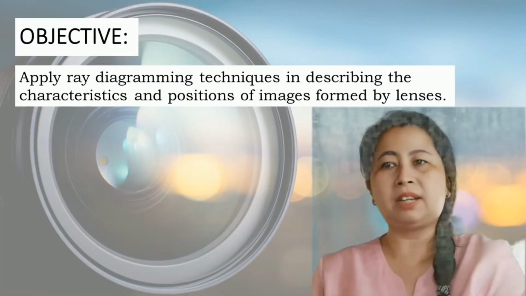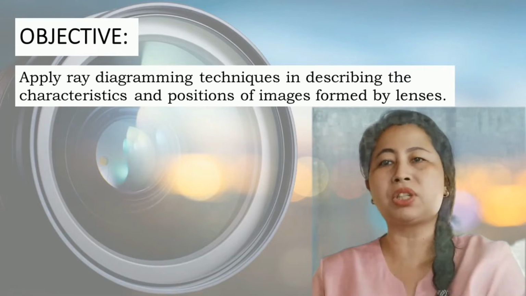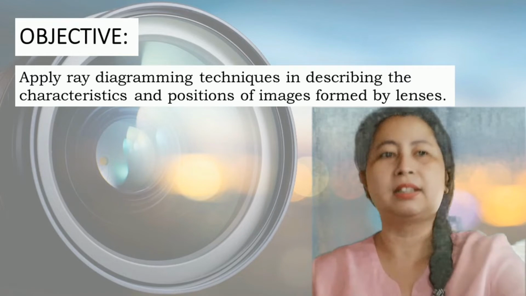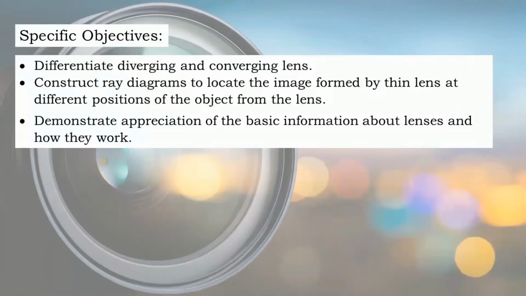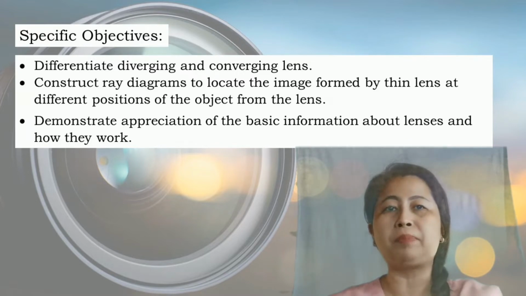Our objective is to apply ray diagramming techniques in describing the characteristics and positions of images formed by lenses. Specifically, we need to differentiate diverging and converging lens, construct ray diagrams to locate the image formed by a thin lens at different positions of the object from the lens, and demonstrate appreciation of the basic information about lenses and how they work.